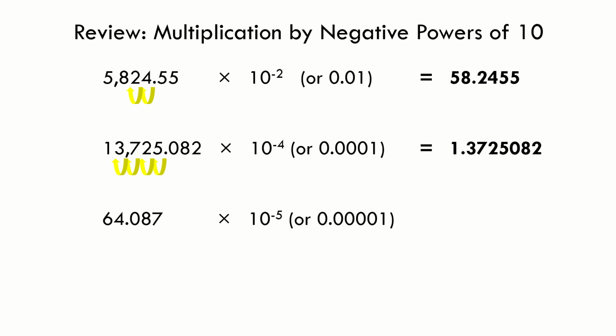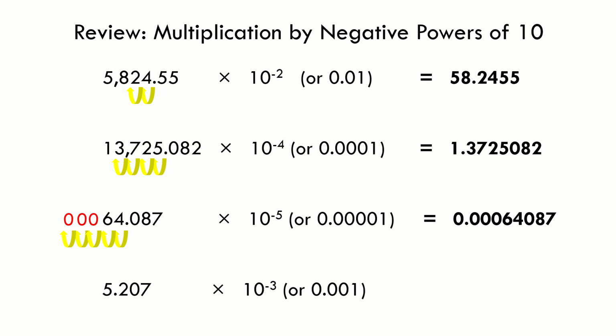Gagalawin natin ang ating decimal point 5 spaces to the left. Maglalagay tayo ng imaginary zeros para lang mapunan ng ating kailangan na decimal places, which gives us 0.000064087. And lastly, 5.207 times 10 to the negative 3. Gagalawin natin ang ating decimal point 3 spaces to the left using imaginary zeros para mapunan yung kailangan ng decimal movements, which gives us 0.005207.